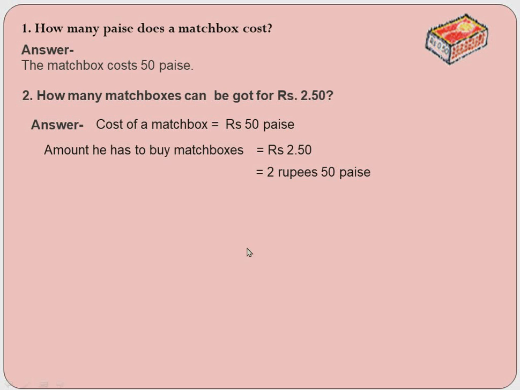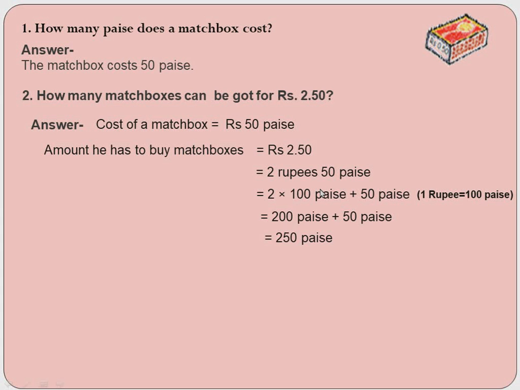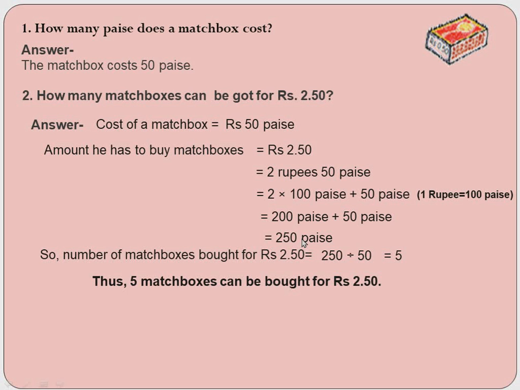Now we will split it as 2 rupees 50 paisa. And 1 rupee is how many paisa? 100 paisa. We are converting fully into paisa. That is 2 into 100 plus 50 paisa, because 1 rupee is 100 paisa. That equals 200 paisa plus 50 paisa, that is 250 paisa. So the number of matchboxes for 2 rupees 50 paisa is equal to 250 divided by 50. Because this is in paisa, I converted the rupees also into paisa. So 250 divided by 50 is equal to 5 matchboxes for 250 paisa.